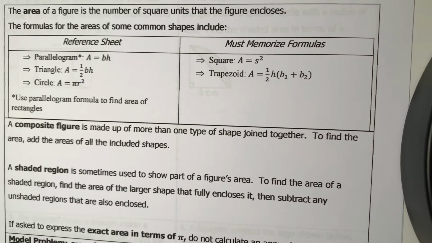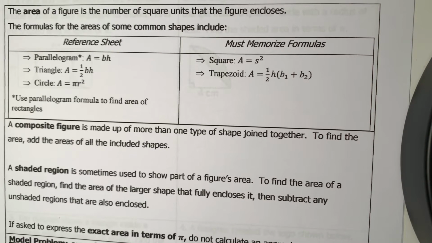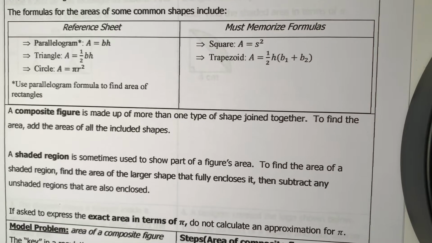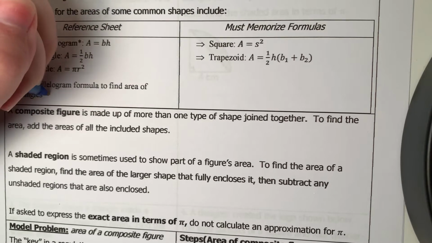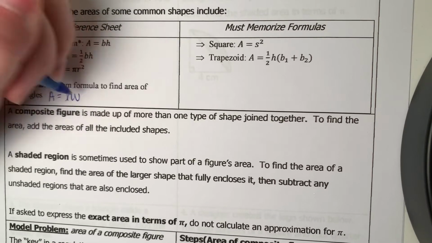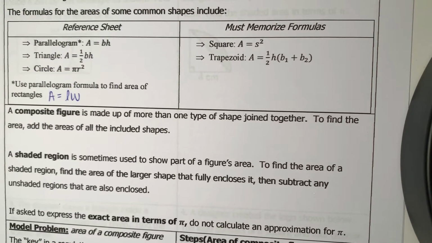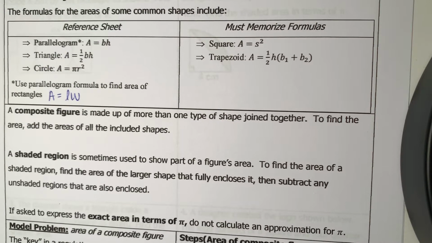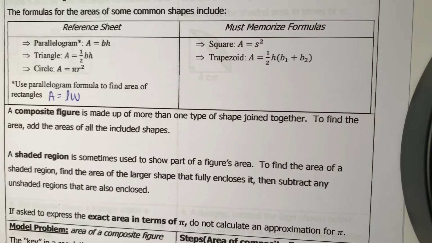So for today, the area of a figure is the number of square units that the figure encloses. The formulas for the areas of some common shapes include: a parallelogram is base times height, a triangle is 1/2 base times height, a circle is pi r squared. You can use the parallelogram formula to find the area of a rectangle, but most of us are more familiar with just length times width. Area of a square is side squared, and area of a trapezoid is 1/2 height times (B1 plus B2), and B1 and B2 stand for the two bases of the trapezoid.